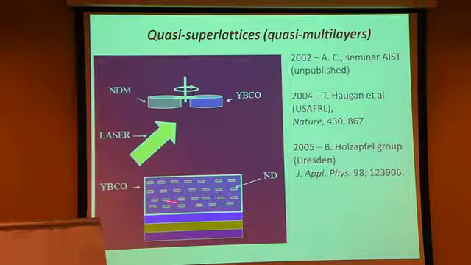So we have incomplete layers of a secondary material. We grow on the textured substrate one layer of YBCO, then an incomplete layer of nano islands of something, repeat with YBCO, repeat with nano islands, and so on. And this is quasi-multilayers or quasi-superlattices. The first one published was by Tim Haugan, who used to work, I think still working, for the US Air Force Research Laboratory. And later on, the group of Bernhard Holzapfel in Dresden tried to do the same thing.